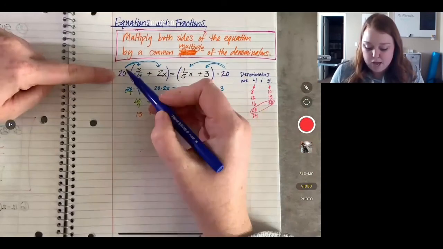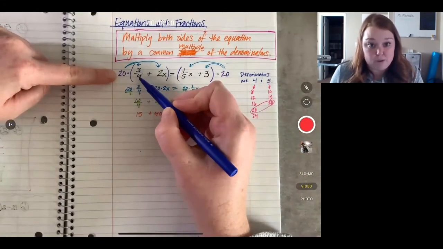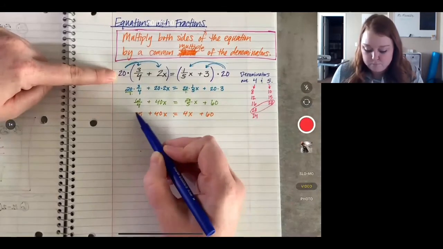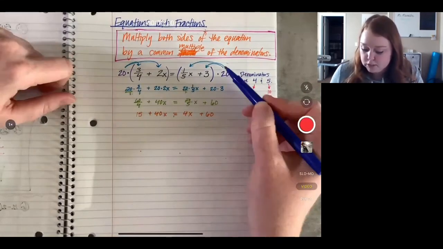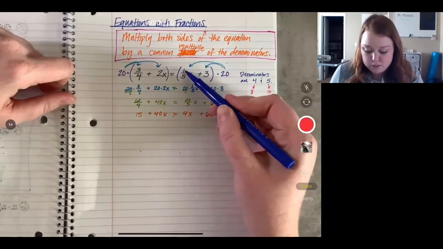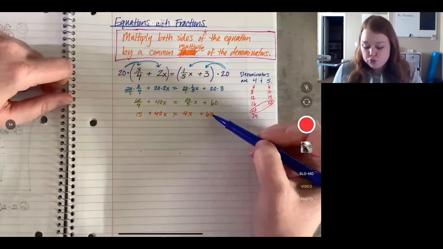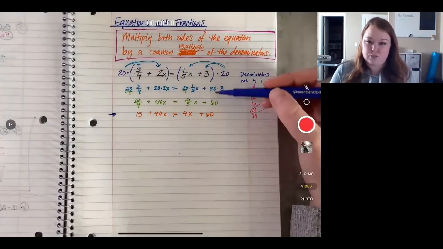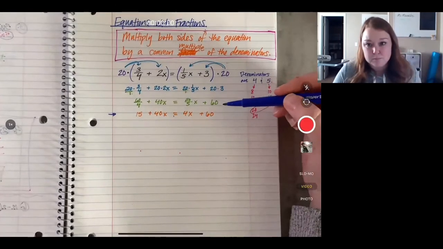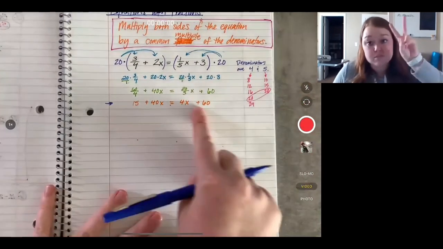So for example, I'd be going like this. 20 times 3 is 60. 60 divided by 4 gets me to 15. 20 times 2x, 40x. 20 times 1 is 20. 20 divided by 5, 4x. 20 times 3, 60. So this would kind of be like your first line of work. I just wanted to show the kids who need those little mini steps what's happening. Now from here, we solve like normal.